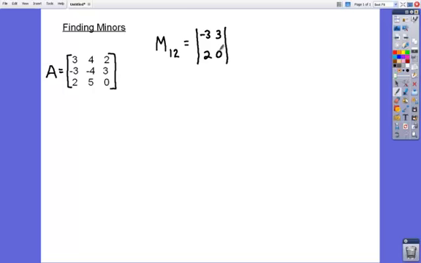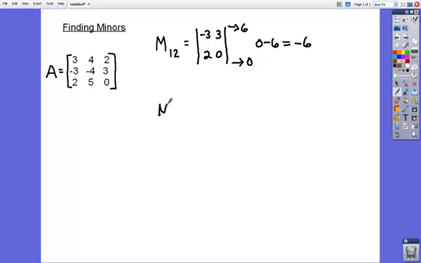And so the minor, when we eliminate row 1 and column 2, is the determinant right here. And remember, you multiply your diagonals. So negative 3 times 0 is going to be 0. And then multiply this diagonal. 2 times 3 is going to be 6. And so 0 minus 6 is negative 6. So that's the minor for when we eliminate row 1 and column 2.